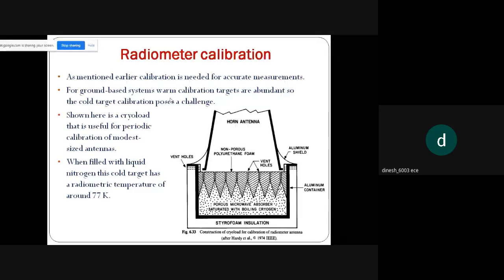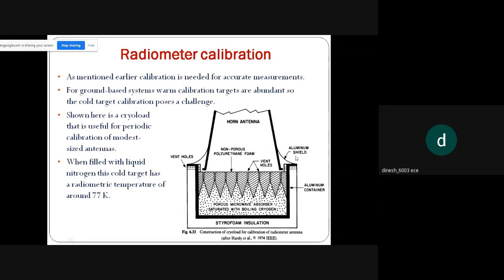Shown here is a cryoload for calibration of radiometer antennas, published by Arthur Hardy et al. in 1974 in IEEE Transactions. This cryoload is useful for periodic calibration of modest sized antennas. When it is filled with liquid nitrogen, this cold target has a radiometer temperature of around 77 Kelvin. We have the vent holes here, and we have the aluminum sheet.